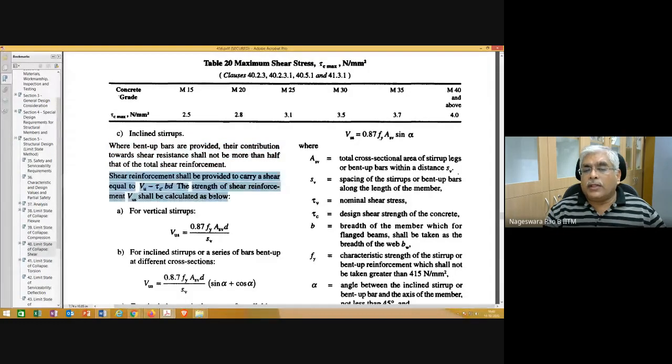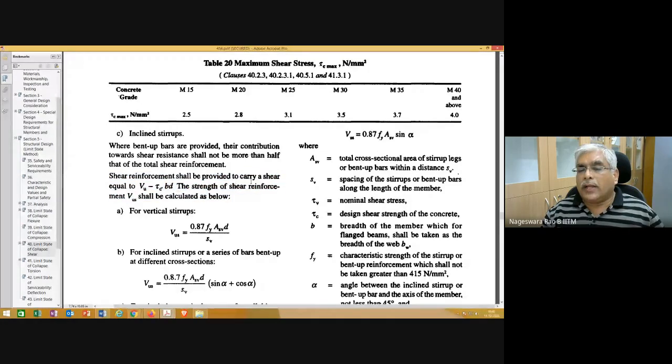And let's read this. Shear reinforcement shall be provided to carry shear. Just now, whatever we discussed, it's all in terms of tau v and tau c and tau c max. If you want to talk in terms of shear force, it is given by stress multiplied by cross-sectional dimensions. So here it is given in terms of stress or shear. Shear reinforcement shall be provided to carry shear equal to the difference, Vu minus tau c b d. Vu is the actual shear force.